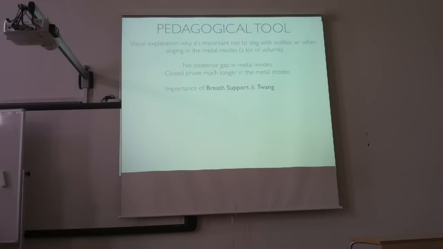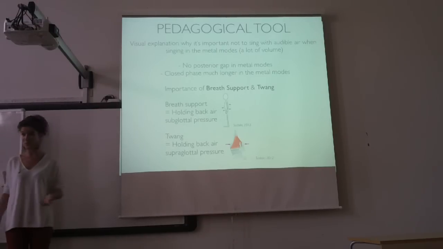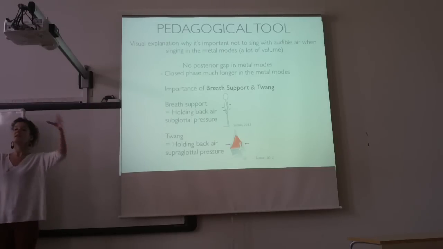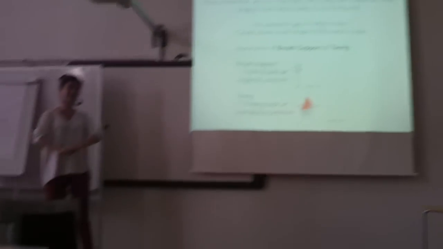So, subsequently, it's a very good explanation why breath support and twang are so important. Breath support is holding back the air by regulating the subglottal pressure. And twang is regulating the supraglottal pressure, so we hold back the air on top of the vocal folds. The more metal we sing, the more twang we apply, so we apply bigger supraglottal pressure when we use more twang in the metal modes. Subsequently, we have to lower the subglottal pressure by the breath support.